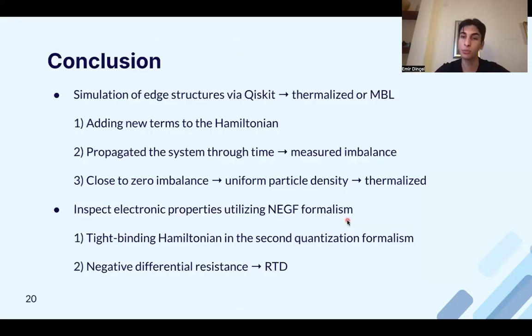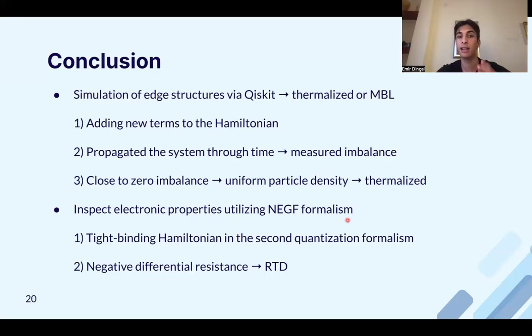Now, finally, let's move on with the conclusion. We first used the simulation of edge structures via Qiskit to check if they were thermalized or many-body localized. We added new terms to our Hamiltonian and adjusted it accordingly, propagated the system through time with trotterized quantum circuits, and we saw that there was a close to zero imbalance, which led to uniform particle density, further showing that the edges of graphene nanoribbons are thermalized.